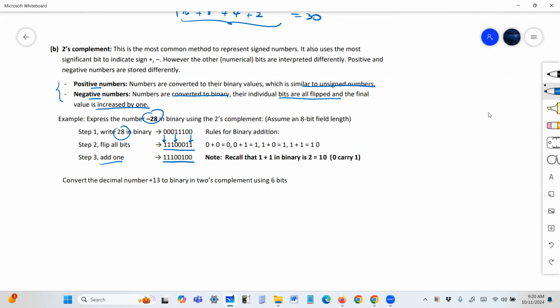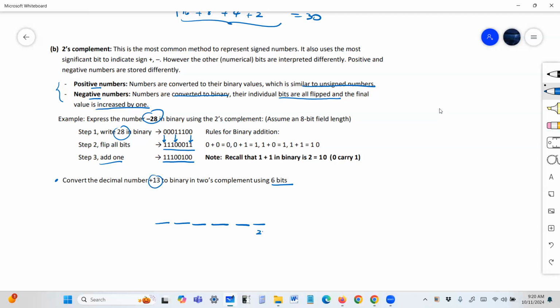So it's a 3-step process for the negative values. For the positive values, here's an example. Let's say that I'm using 6 bits again. All I have to do is convert this number to binary, and I'm done.